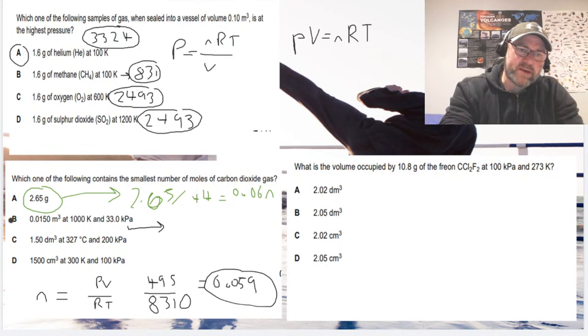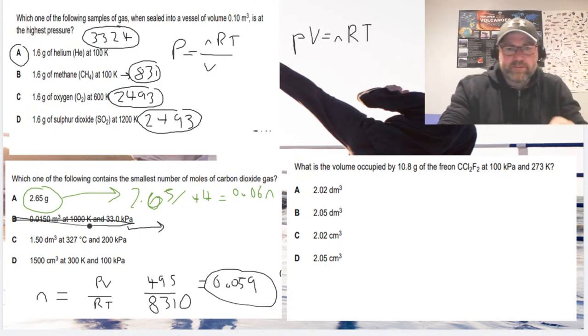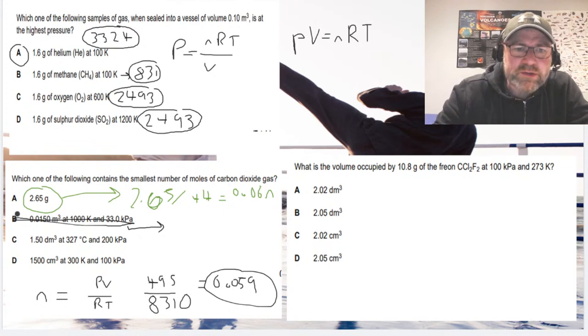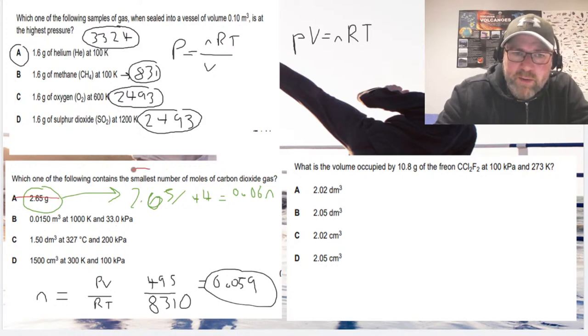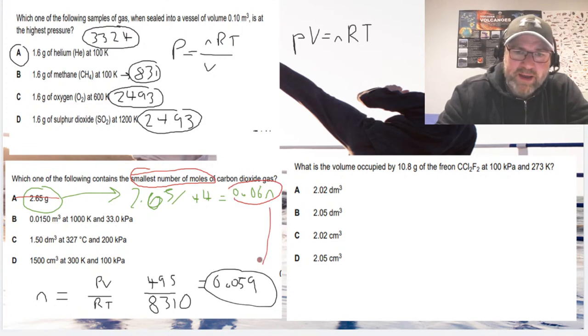So we know B is not the right answer, but maybe there's one bigger than... oh no, sorry, B is probably the right answer. Read the question again, Tom. We can get rid of this one. It's not A, because they want the one with the smallest number of moles, not the biggest. So now we can just look at the others quickly. This was 0.06, which is bigger than this, so we can get rid of A.